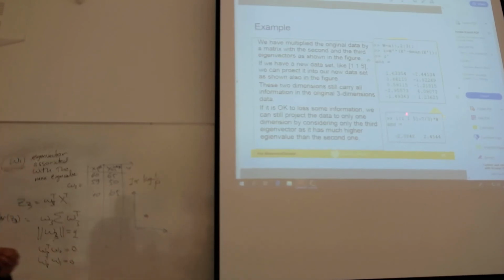By multiplying, first you subtract the mean of this data, 115. The mean is 5 plus 1 plus 1 divided by 3, so it is 7 by 3. So I subtract 7 by 3 from all data, and then I multiply them by the new matrix W. Then we have this new data set, which means the projection from 3 dimensions into 2 dimensions.